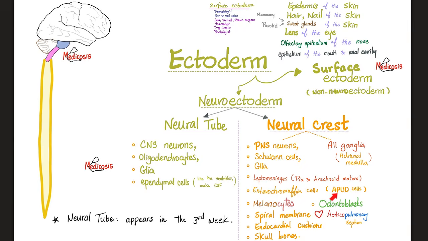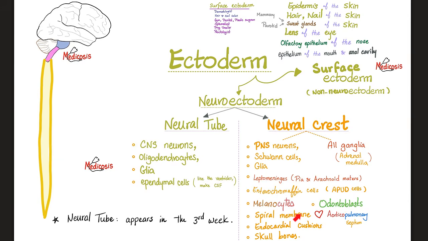Enterochromaffin cells, or APUD cells, such as the ones that secrete serotonin and the ones that are scattered across your gut, are also ectodermal in origin. The neural crest will also migrate and give you the melanocytes, which secrete melanin in your skin, and will migrate to your teeth to give you odontoblasts, dentin, dentist, and will migrate to the heart to give you the membrane that spirals, the spiral membrane.